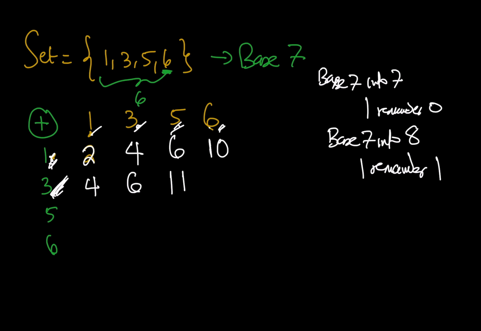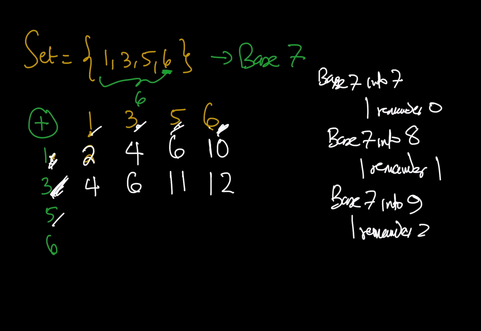Now 3 and 6 is 9. So it's base 7 into 9, which is 1 remainder 2. So we write the remainder 2 first, and then we put a 1 here.